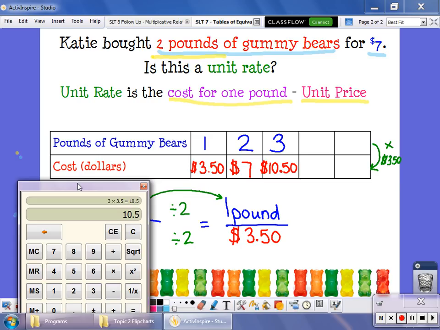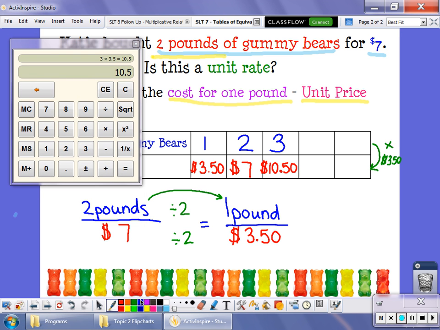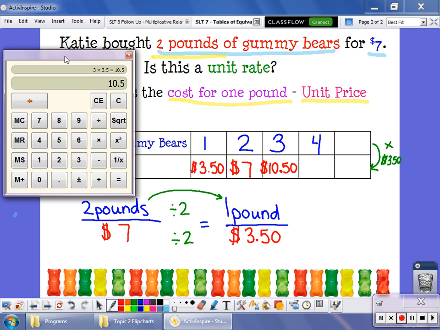Now the next thing we want to do is figure out how much it would cost for 4 pounds of gummy bears. So I'll put a 4 pounds up here. Then I'll go over to my calculator. I'm going to clear it, and I'm going to do 4 times $3.50. And I find out that that equals $14. Okay, and last but not least, I have one more column. I could count in order. I could say, how much would it be for 5 pounds of gummy bears?